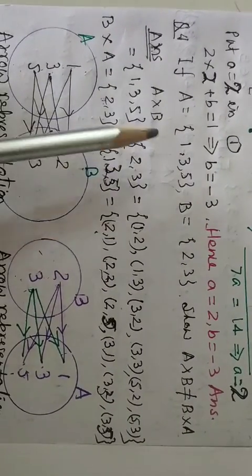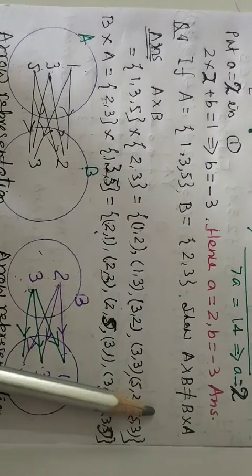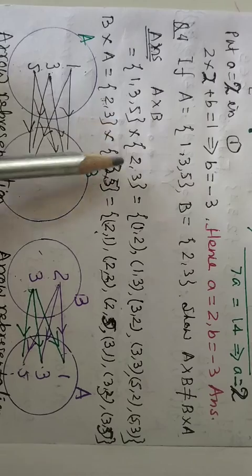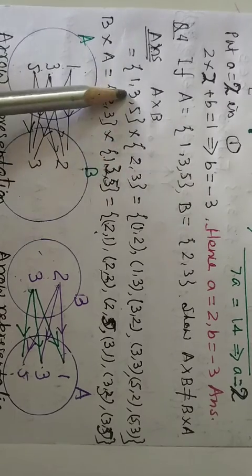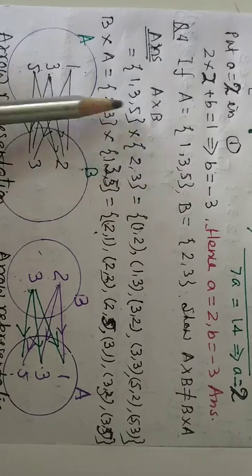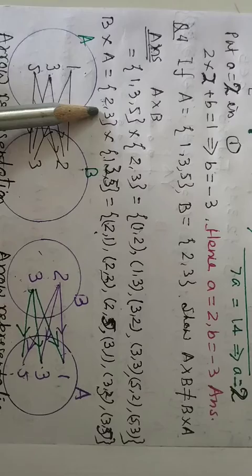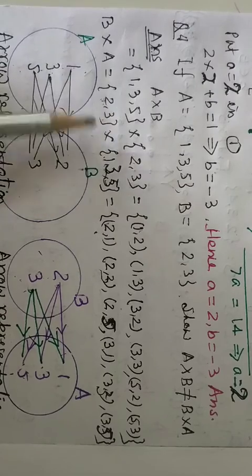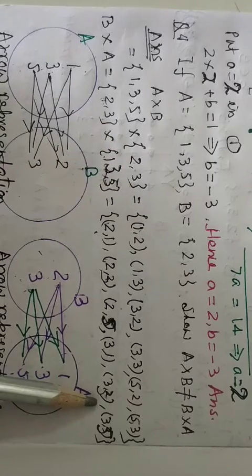Fourth question. A and B are given so that A cross B is not equal to B cross A. A cross B: write A then B, then write the members (1, 2), (1, 3), (3, 2), (3, 3), (5, 2), (5, 3). So these are the members. B cross A: write the value of B, then cross, then write the value of A: (2, 1), (2, 3), (2, 5). Again (3, 1), (3, 3), (3, 5).